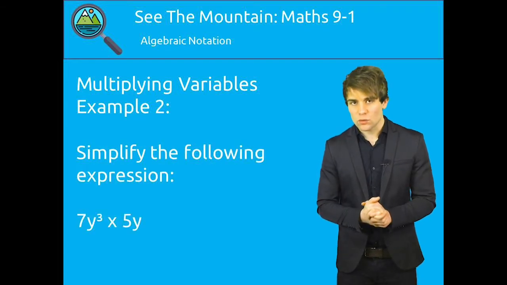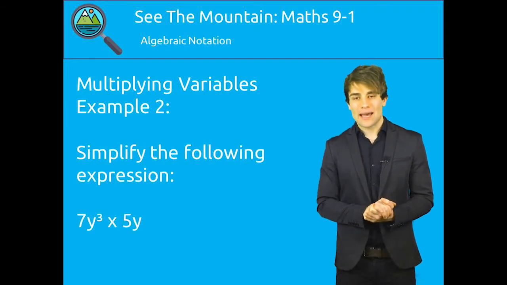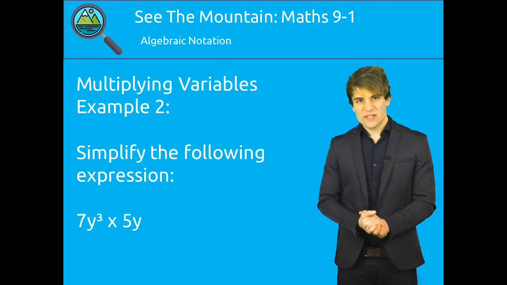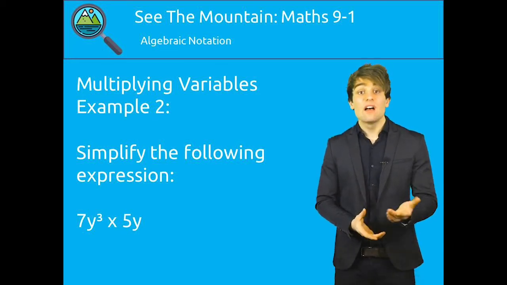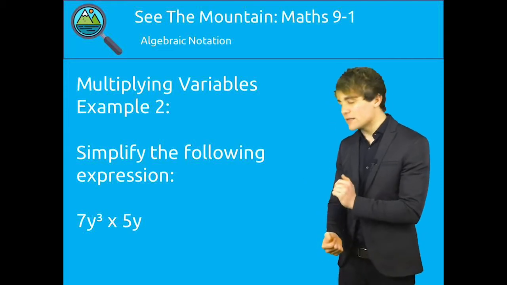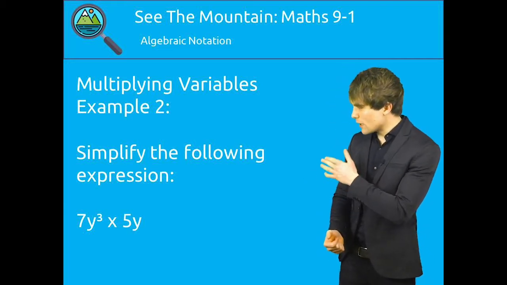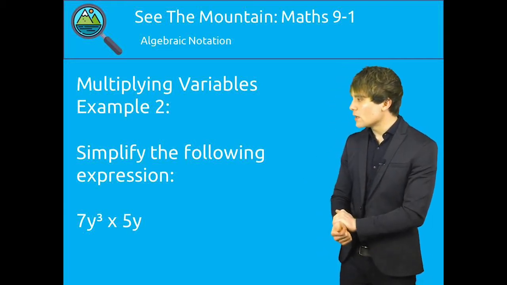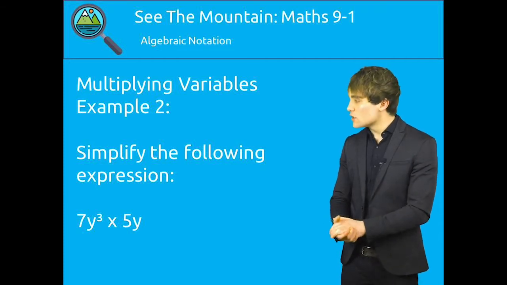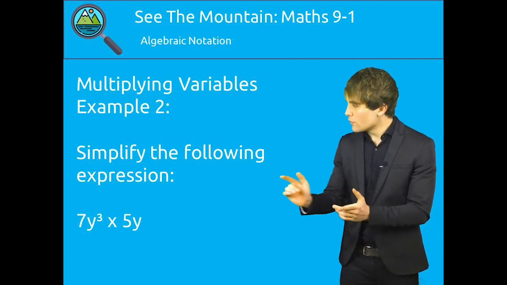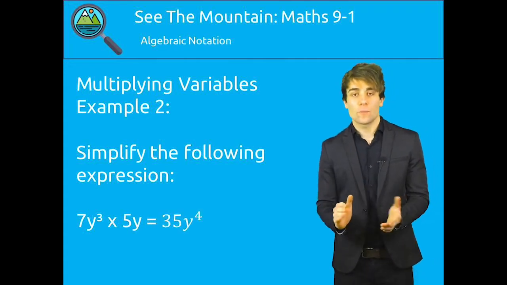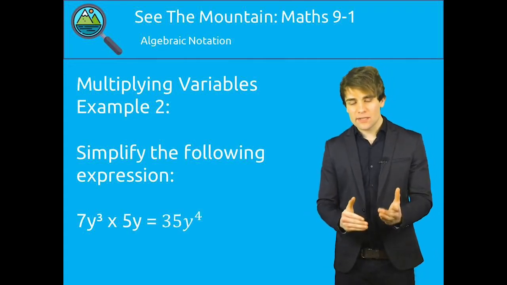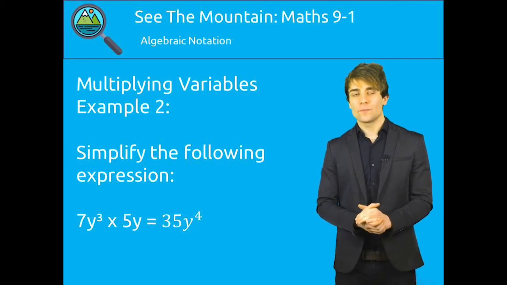Okay, let's try this one. This is going to involve multiplying powers. So this is example 2: 7y cubed multiplied by 5y. First things first, 7 times 5 gives us 35, and then we need to multiply y cubed by y. We're going to add the powers here. So the power is 3, and on the other one, the power we imagine to be 1. 3 plus 1 gives us 4. Combine the two and we get 35y to the power 4.